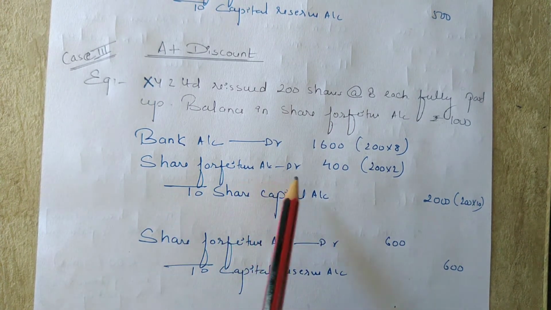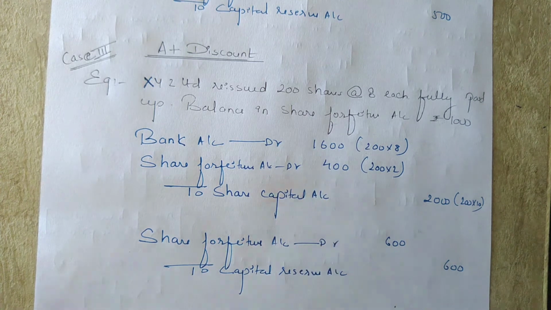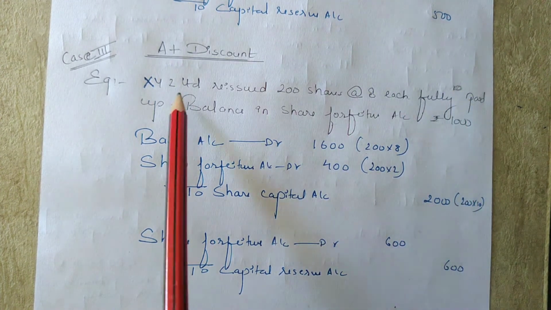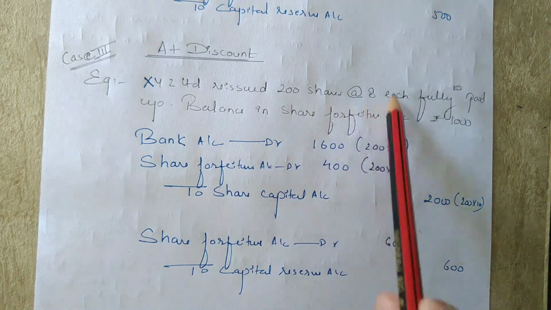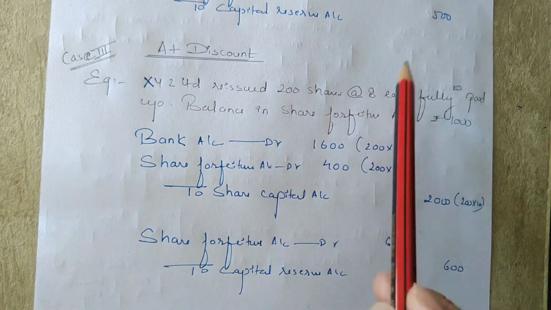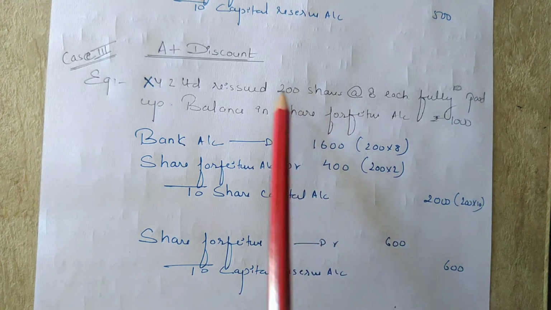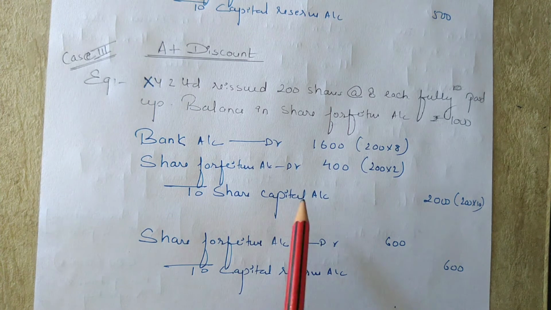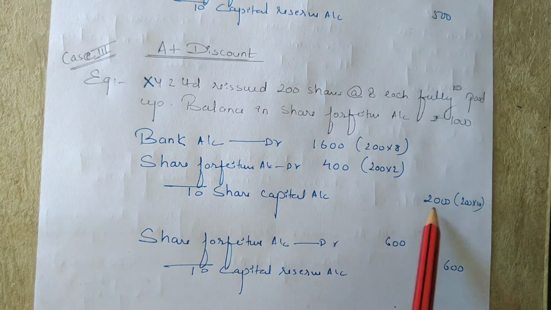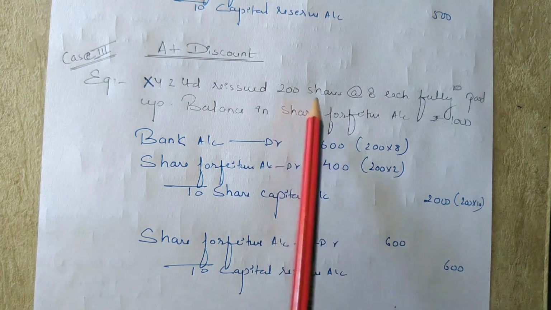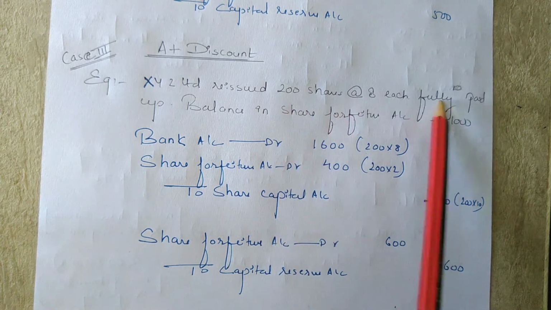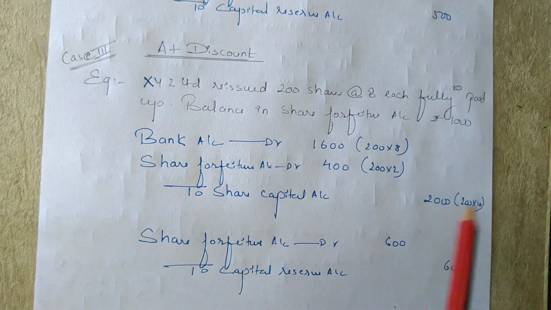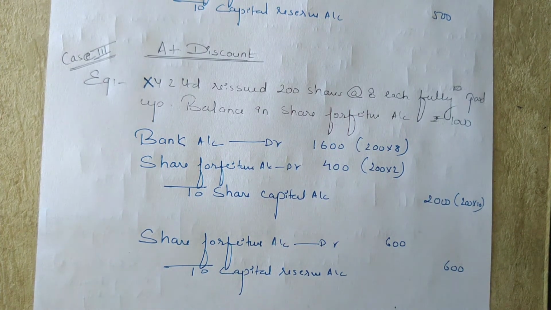Share forfeiture account will be debited with the amount 400, as fully paid up is rupees 10 and the shares have been reissued at rupees 8. So there is a discount of rupees 2. So 2 into 200, that is 400. Share capital account will be credited with the amount 2000, as the number of shares reissued is 200 and paid up capital is rupees 10. So the amount will be 200 into 10, 2000.